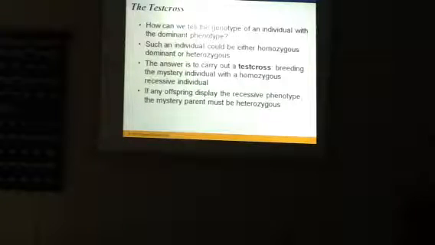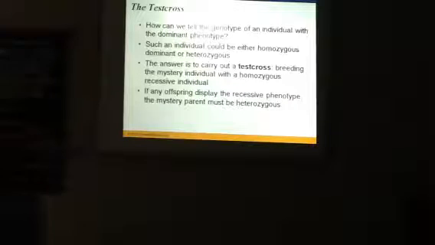So, such an individual can either be homozygous dominant or heterozygous. Homozygous, again, meaning that they have the same genes, and heterozygous that they have different genes. So the answer is to carry out a test cross, breeding the mystery individual with a homozygous recessive individual. Now think about why you would do that. The only way that a phenotype for a recessive individual would show up is if they are homozygous recessive for that genotype, right? So if any offspring display the recessive phenotype, then the mystery parent must be heterozygous. So let me show you what we mean by that.